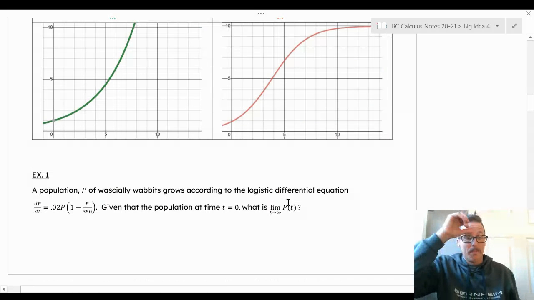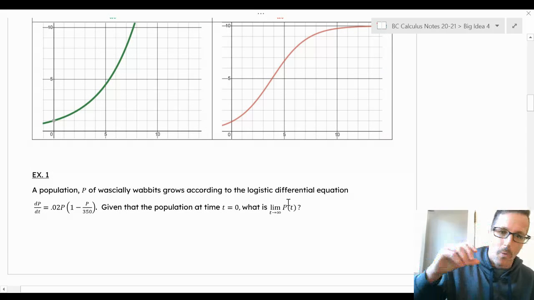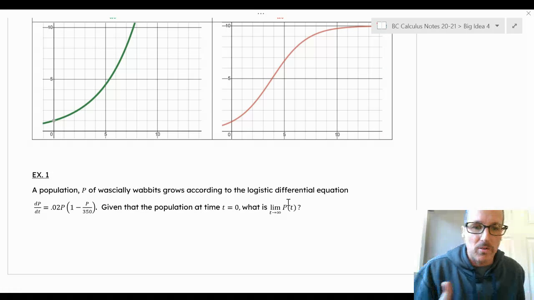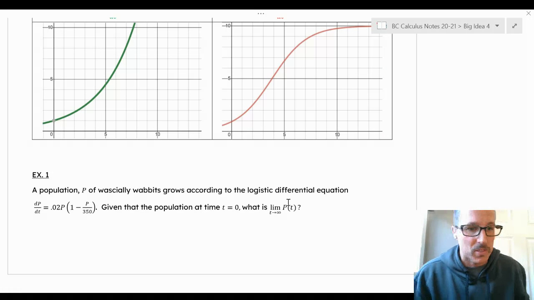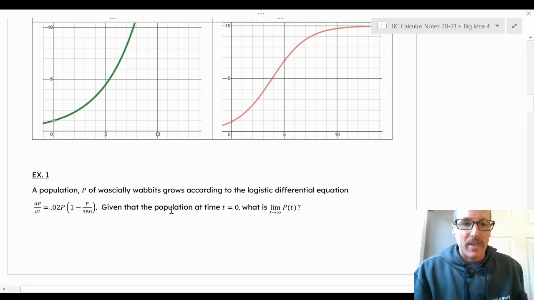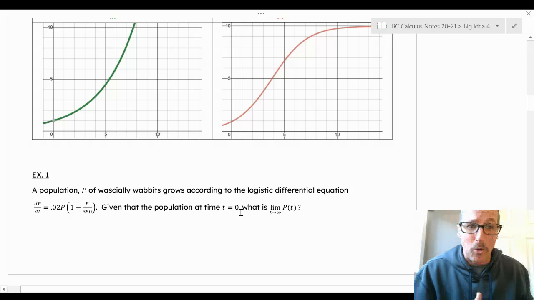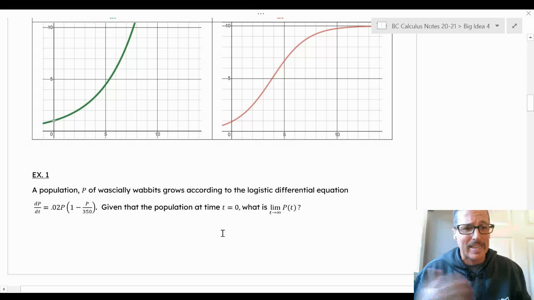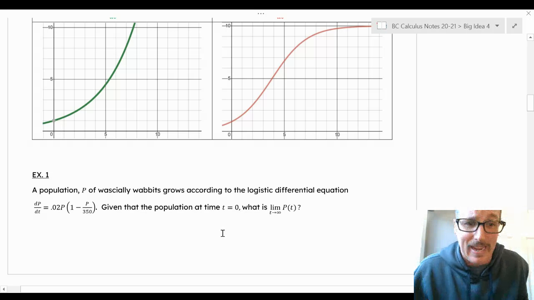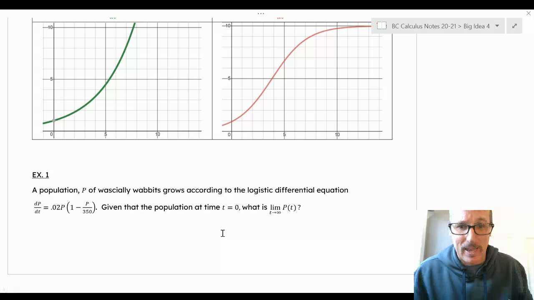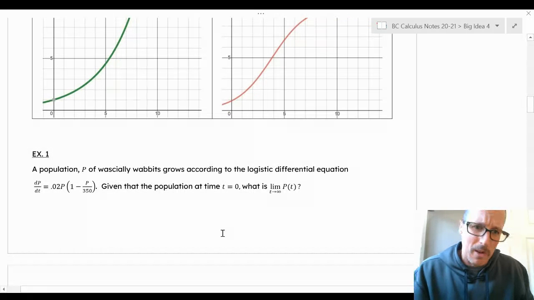We've got a population of wascally wabbits that grows according to the logistic differential equation dP/dt is blah, blah, blah. Given the population at time zero is, whoops, I forgot to write something in there. Let's say the initial population is 10 wascally wabbits. Okay, what is the limit as t approaches infinity of the function P of t? So how are we going to solve this?